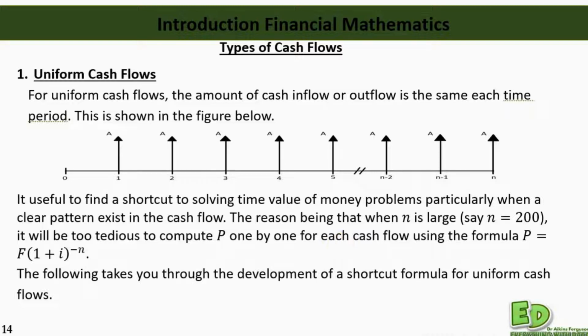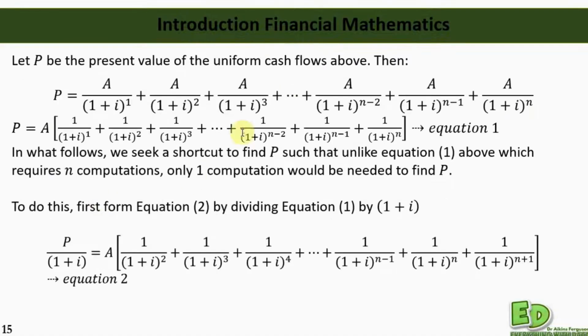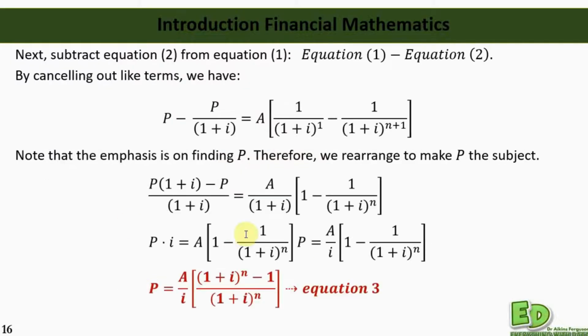And this is how the formula looks. So this step is showing you how the present value of a uniform cash flow was found. You go through this series of steps to arrive at this final formula, which says that P is equal to A over I, bracket, 1 plus I raised to the power n minus 1, over 1 plus I raised to the power n. So the present value of a uniform cash flow is equal to the equal amount you are receiving, the annuity, over the interest, times that bracket. This formula is the present value of a uniform cash flow formula. Right, take note of that.